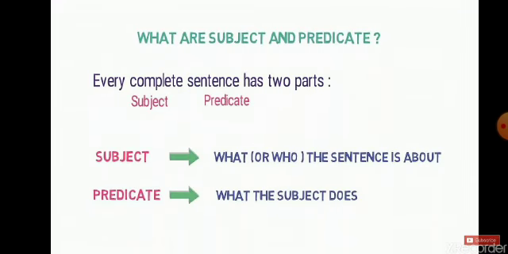Before starting pronouns, let's have a look at what are subject and predicate. Now, I have already explained all this when I was teaching you the chapter of sentence, that the sentence is divided into two parts, that is subject and predicate. And every complete sentence has two parts. Now, what is a subject? What or who the sentence is about, and predicate is that part of the sentence which tells us about the subject or what the subject does.